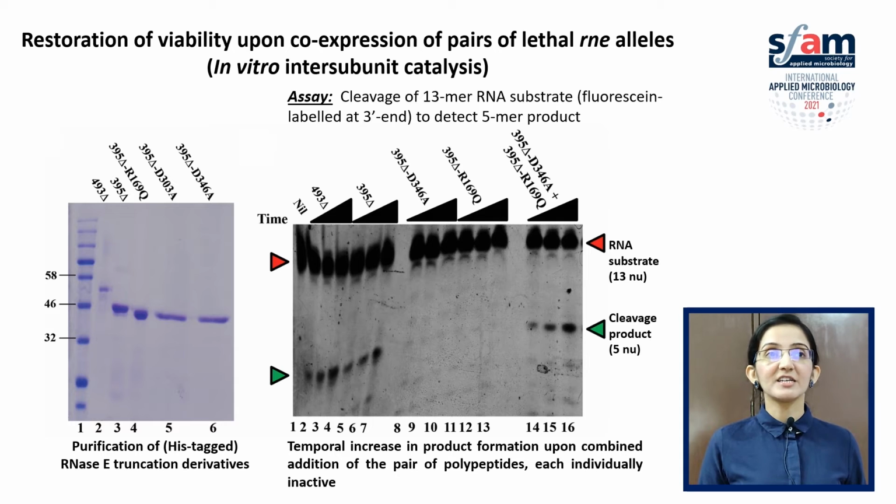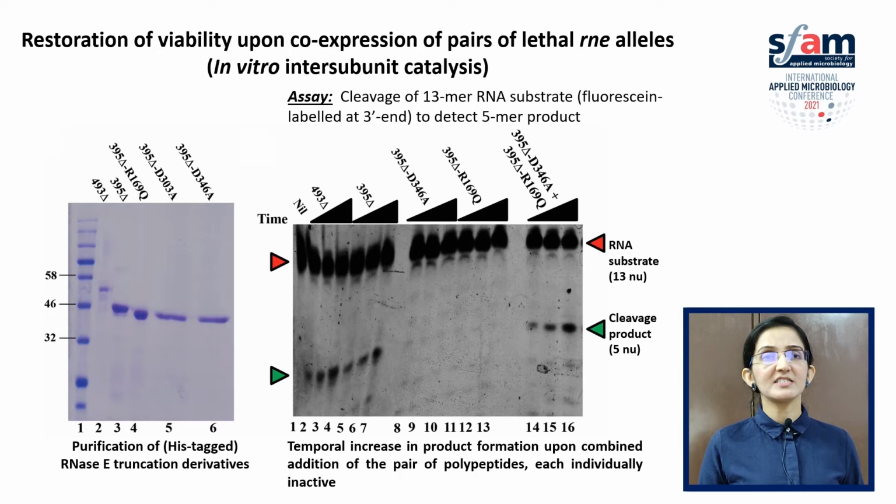RNase Z truncation derivatives were purified and used in an RNase cleavage assay together with a 13-mer 3' fluorescein labeled RNA substrate. This releases a 5-mer cleavage product, which was observed along with the temporal increase in product formation upon combined addition of the pair of polypeptides, each individually inactive.